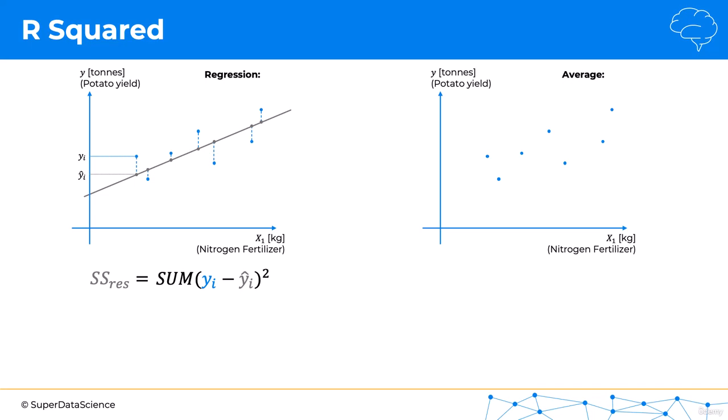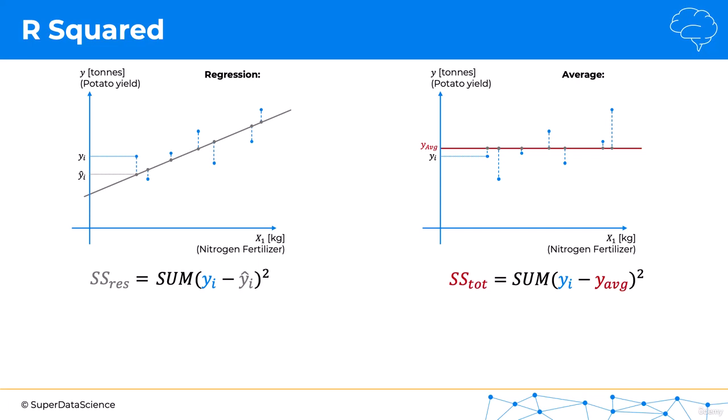Now, on the right here, we're going to draw an average line, and this is simply taking all of the y values, so the actual values of our data set, and taking their average. Again, we're going to project vertically our data points onto this line, and for each data point, we're going to look at yi. And here we're going to calculate another total, and this one is called the total sum of squares and is indicated by this abbreviation.